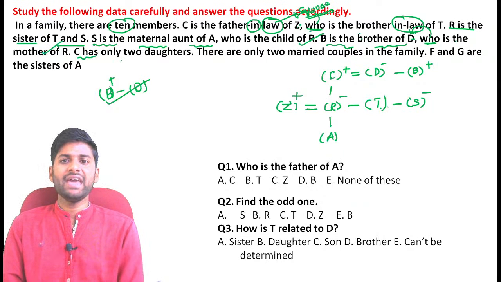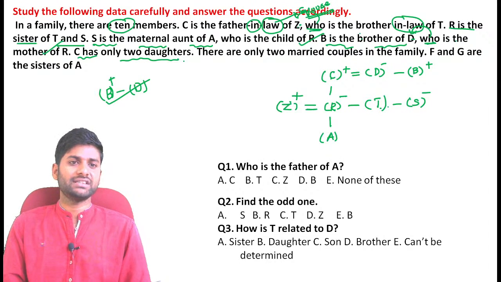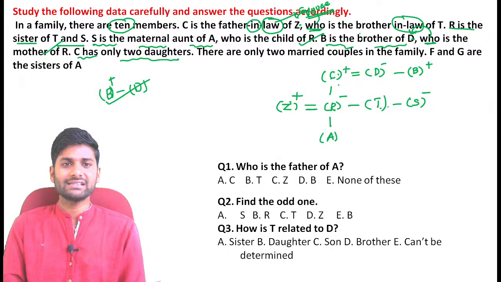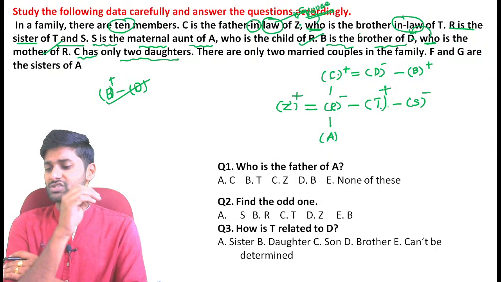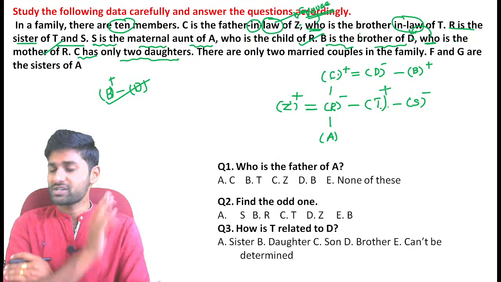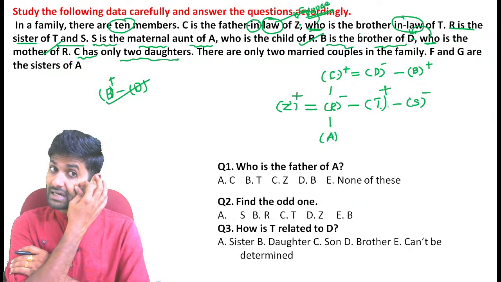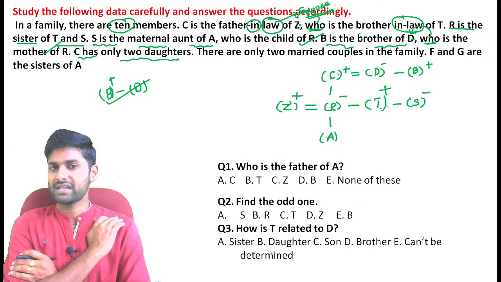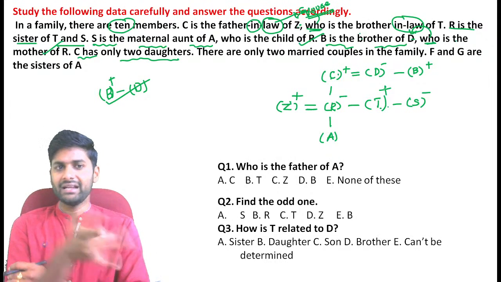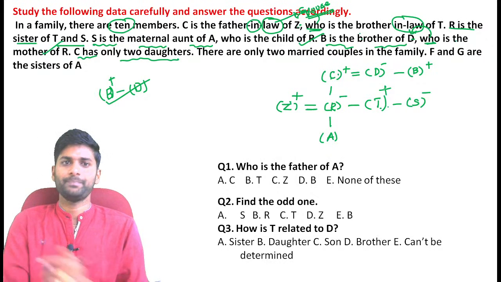Next one. C has only two daughters. See, guys, C has only two daughters. We already know that R and S are children of C and both are daughters. So I can confirm that T is definitely a male person. There is no need for specific information for T. Why? Because they clearly mention that C has only two daughters. Remaining child persons will always be male. Now you can confirm the gender of T.